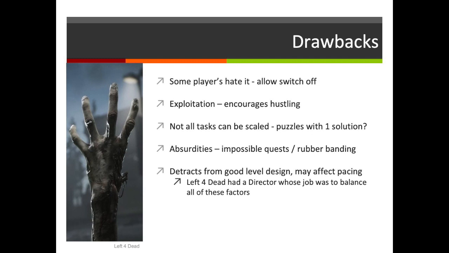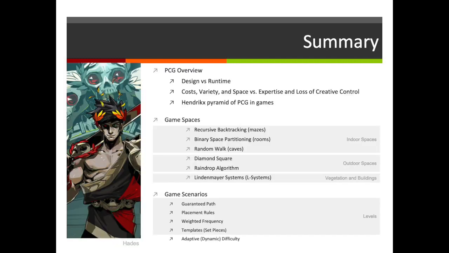So in summary, across these three videos, we've looked at procedural content generation in general, we've seen how it can be done at design or runtime, and we've said that it's generally speaking a kind of a benefits analysis where you've got benefits for cost, variety and space on the one hand, but on the other hand you require increased expertise in new areas and you have a loss of creative control. We also looked at Hendrix's pyramid of procedural content generation in games, and we picked a couple of those things to explore in detail. But of course, there's an enormous number of different algorithms and processes and ways in which you can do PCG.